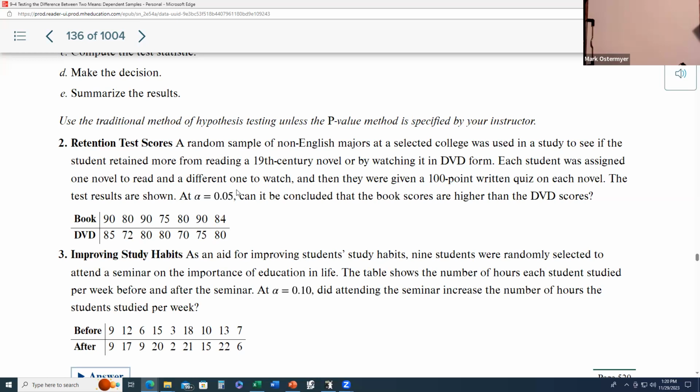Problem number 2, interesting investigation. I'm curious myself to find out, ladies and gentlemen, if reading a novel enables you to retain the information better as opposed to if you watched it on DVD. Let's find out. Okay, classwork number 1, number 2.